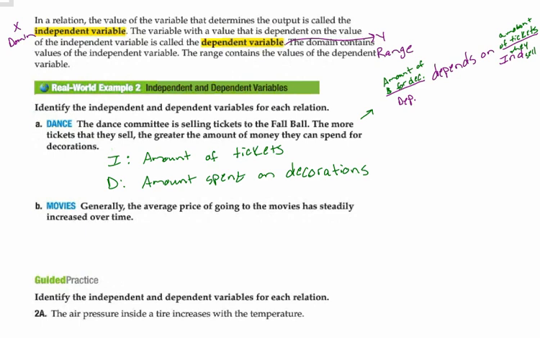So let's go ahead and try that on B. Generally, the average price of going to the movies has steadily increased over time. So what depends on what? Okay, well, it depends on what year we're looking at. So the price of a movie depends on the year that we're looking at. So price of movie depends on year. Okay, so price of movie is going to be our dependent. Year is going to be our independent. Okay, kind of handy using that.